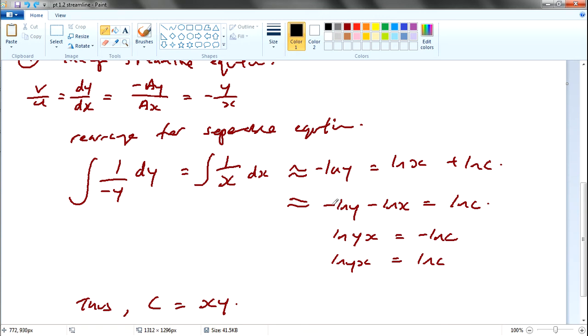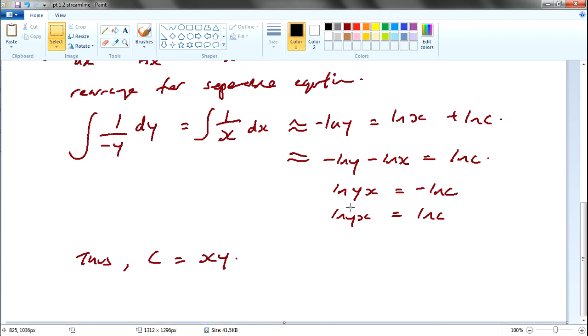And then since there's a negative, we just bring it over, and since this is a constant, we don't know what the constant is, so we can put a negative, and it can be a constant. A constant is just a constant, who cares if it's negative or positive. So we can call this ln yx equal to ln c, because the constant is just a constant. And then c equals xy.